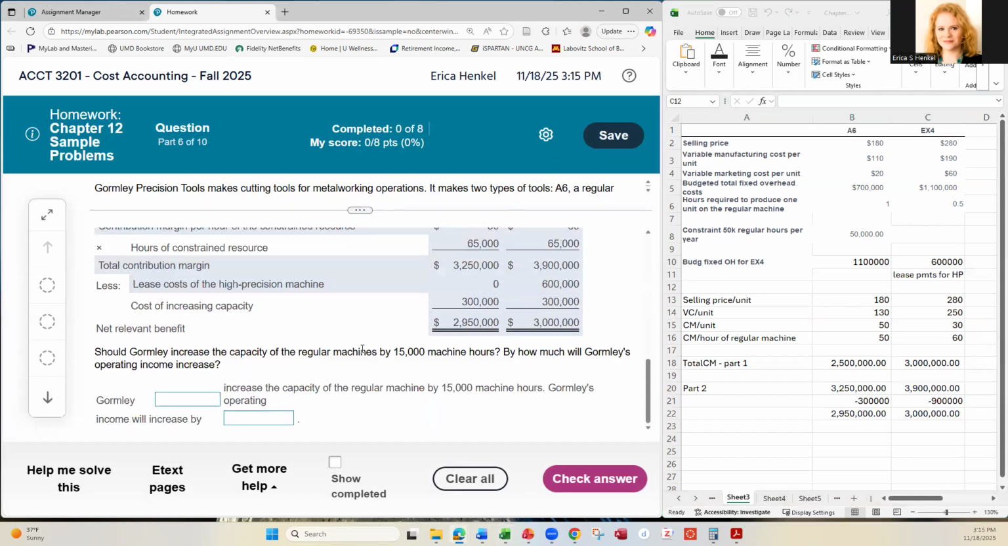All right. So in this situation, let's see here. We should increase the capacity. Yep. Our operating income will increase by $50,000. Whoops, hold on a second. 500, wait. $50,000, right? Let's do my math here. Yes, $50,000.